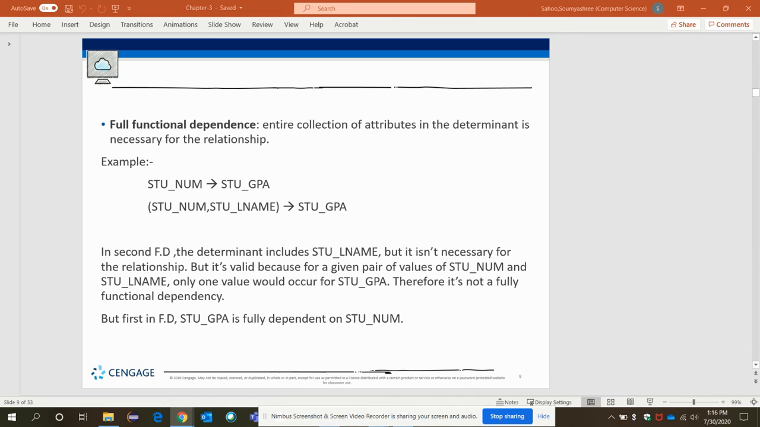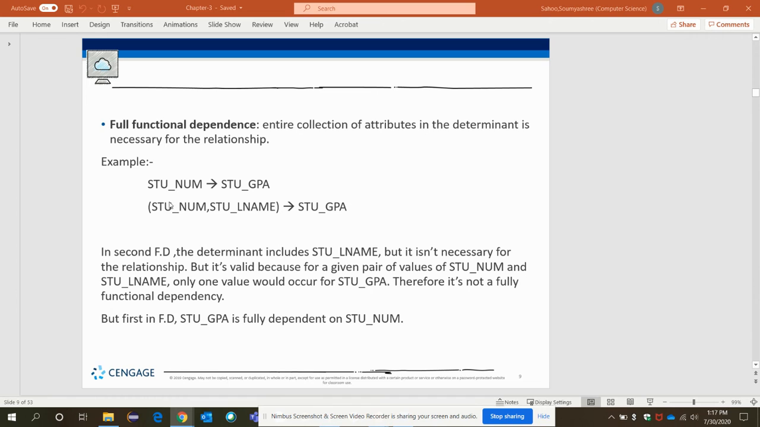Now let's come to full functional dependency. What does it mean? Here the entire collection of attributes in the determinant is necessary for the relationship. In the example that I just told you, you had only one attribute on the left-hand side, the determinant side. There is also a case where you have more than one attribute on the determinant side. This is also possible. The first one is pretty easy; we have seen that.